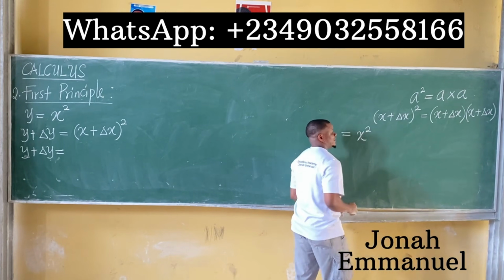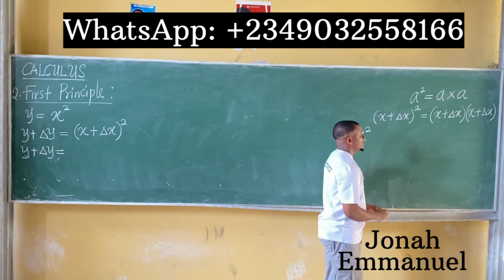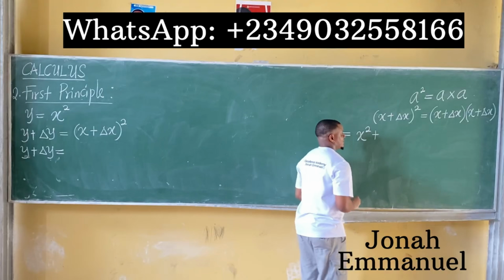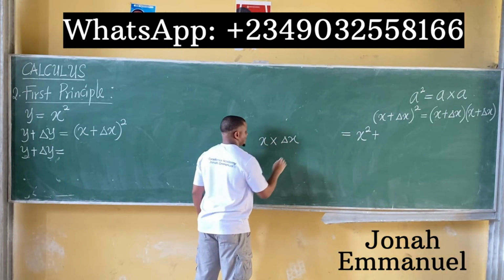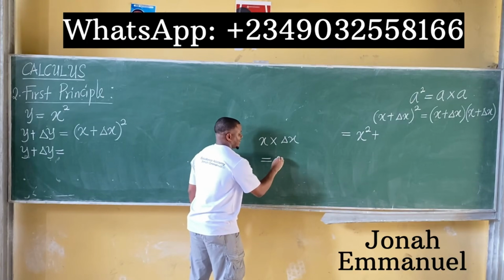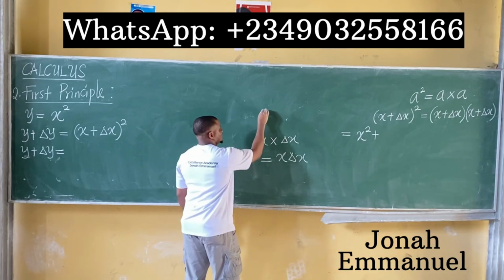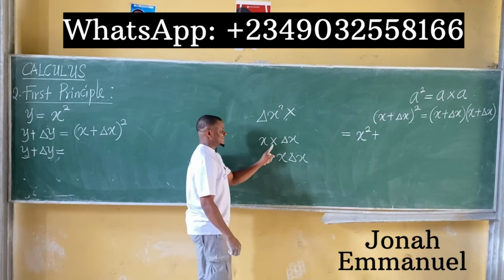X squared. Please, the part 2 is x multiplying x becomes x squared. Next up, this times this. So I'm having my plus. Now listen, if you have x times change in x, please, x times change in x gives you what there? X change in x, not change in x squared. That's wrong. Please, x times change in x.